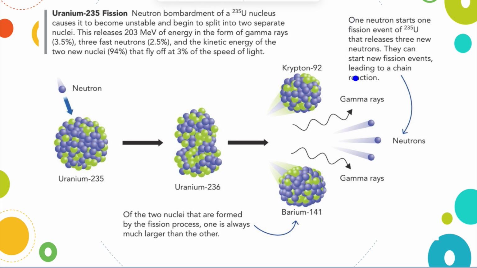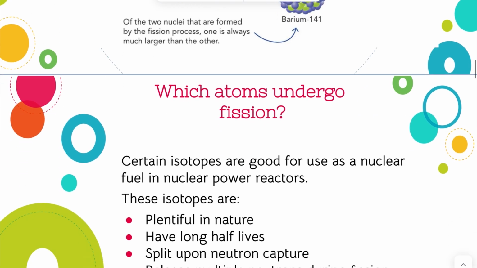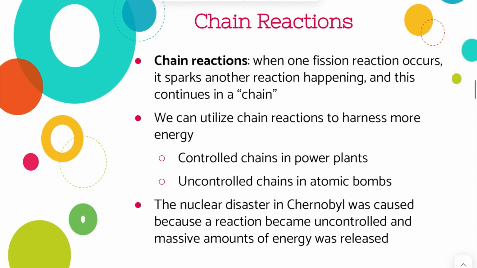And once the neutrons are released, they are going to start new fission events. It's those neutrons being released that can run into something else, and that's going to help keep that chain of reactions going forward. And so we can utilize chain reactions to harness more energy.